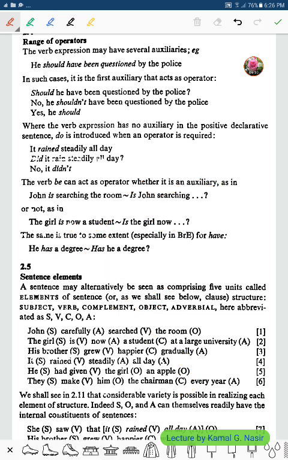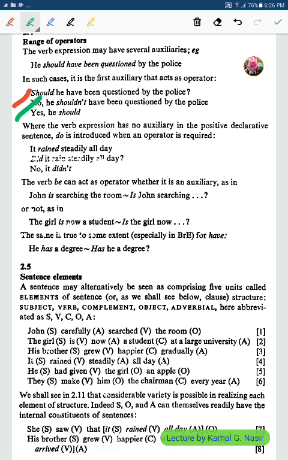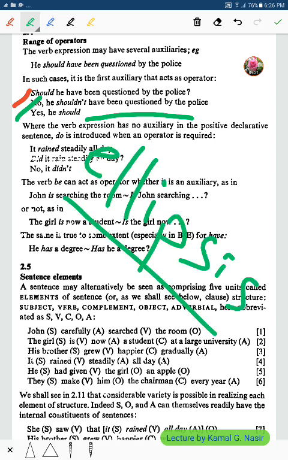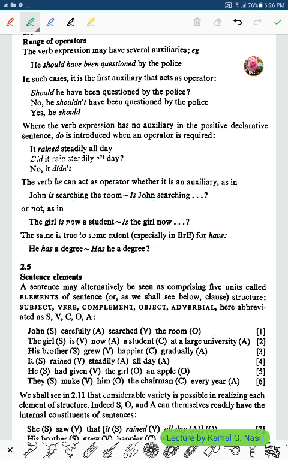Now either you say no, he shouldn't have been questioned by the police, or you say yes, he should. Why didn't you complete the sentence? There is something called ellipsis, which means that you cut something from the sentence. You do not mention the whole sentence. Another auxiliary, which is an operator, is do.